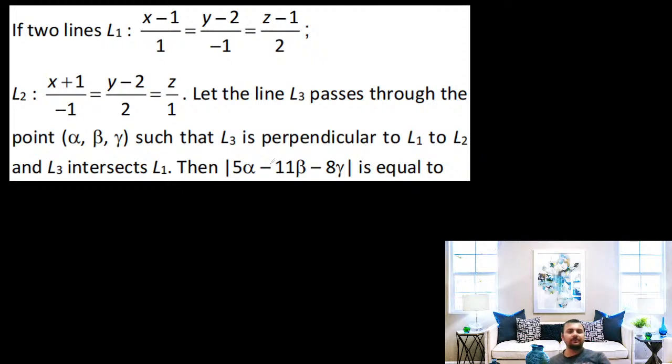Now this is the question. Two lines are given. Let a line L3 pass through alpha, beta, gamma such that L3 is perpendicular to L1 and L2, and L3 intersects L1. This question has some language mistake.